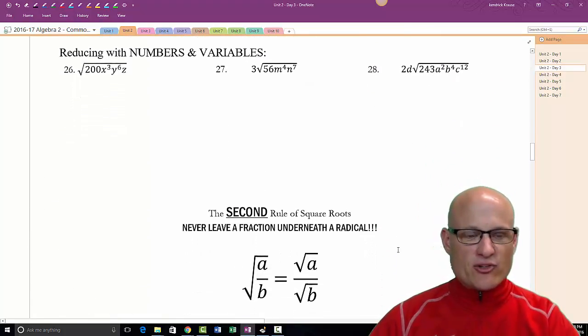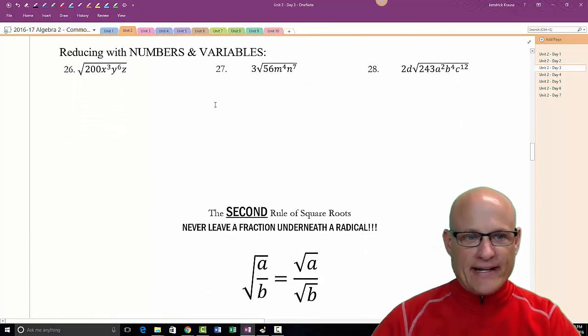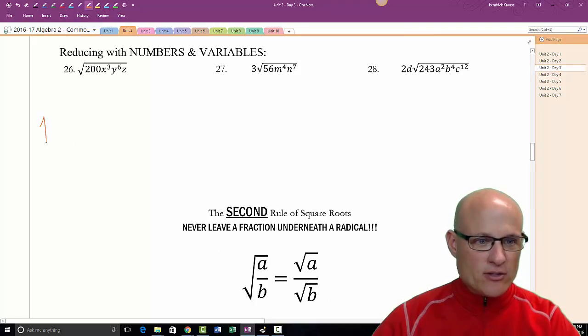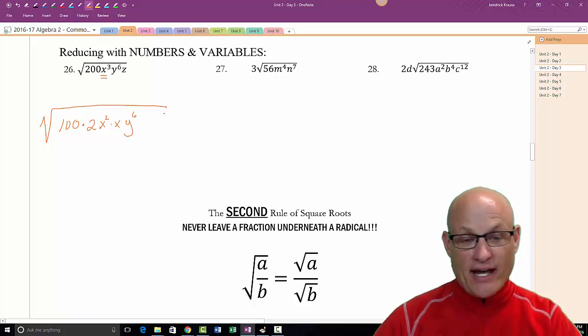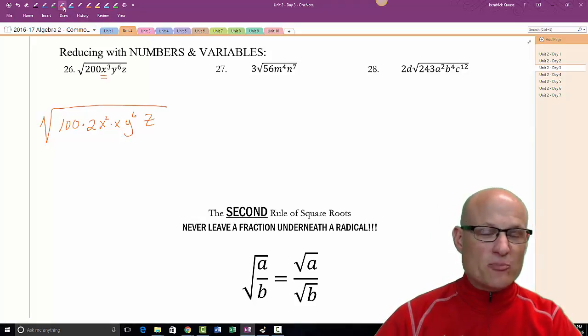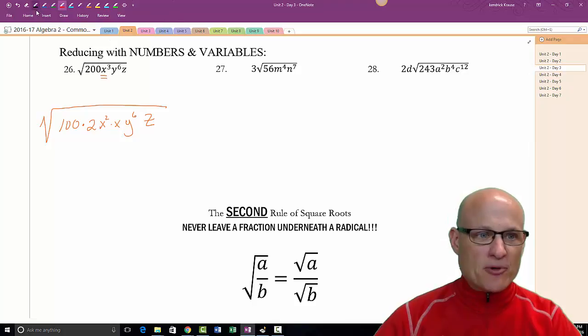All right, so now we're going to get all freaky diggy on this one. First we're going to deal with the 200. That's 100 times 2. X cubed is not even, so we're going to make it even. And what's left over? Y to the 6th is even, so I'm going to leave it. And z, I can't do anything with z. It's just z.